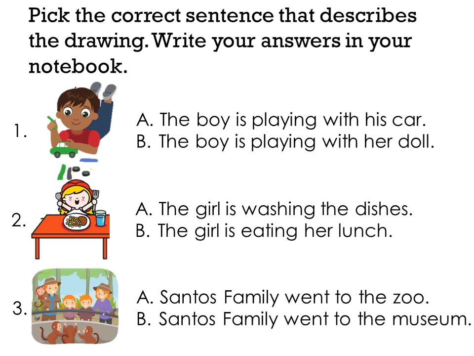Okay, are you done for number 1, 2, and 3? If you're done, let's answer it. Number 1, the correct answer is letter A. The boy is playing with his car. Now let's answer number 2. The correct answer is letter B. The girl is eating her lunch. And number 3, the correct answer is letter A. Santa's family went to the zoo. Because look at that, there are so many monkeys.